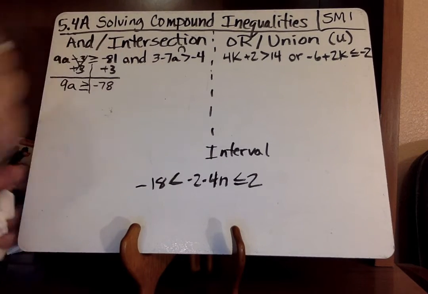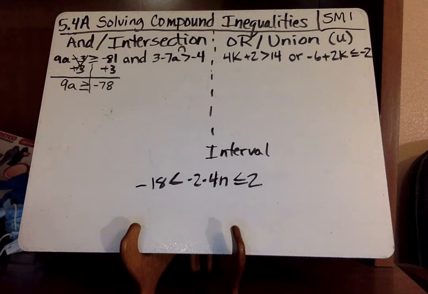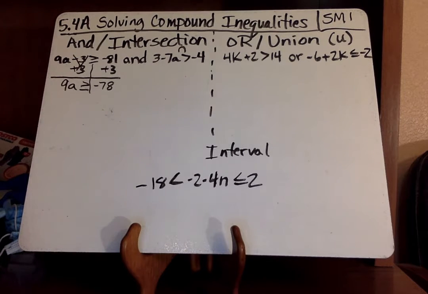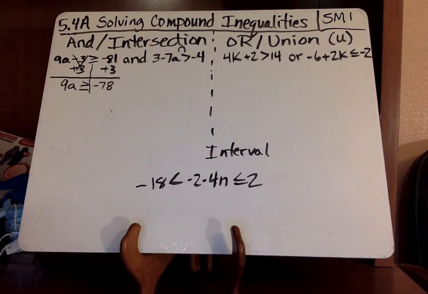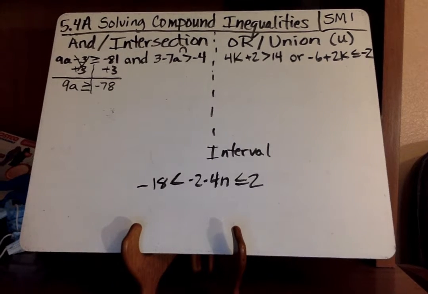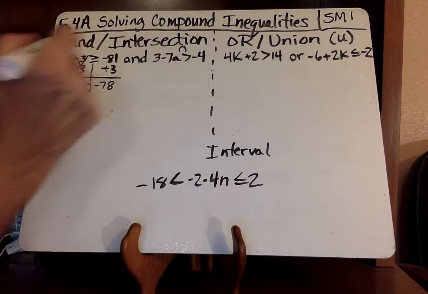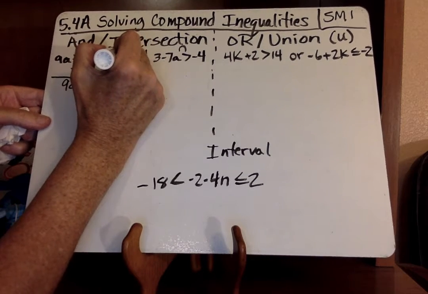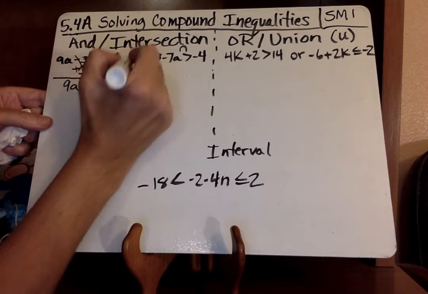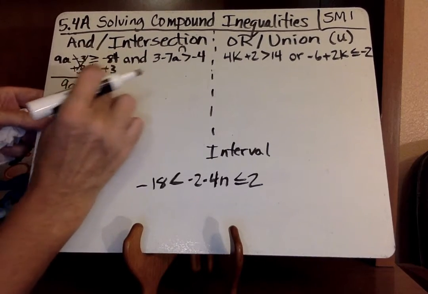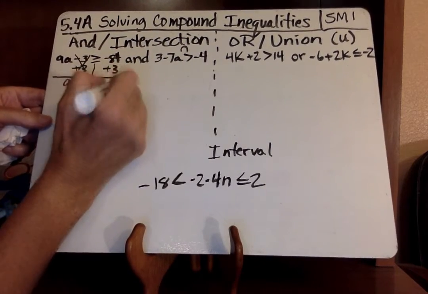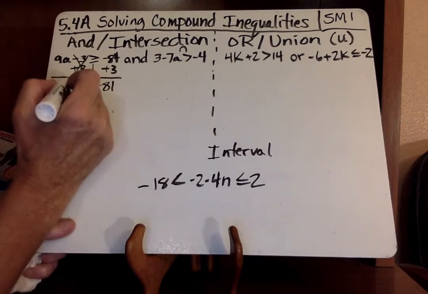And I think I made a mistake. I don't think that's negative 81 on the paper. Let me go see really quick. Oh, yes, it's supposed to be negative 84. Okay, so negative 84 plus 3 is going to be a negative 81. Now it's going to come out to be a nice, beautiful number.